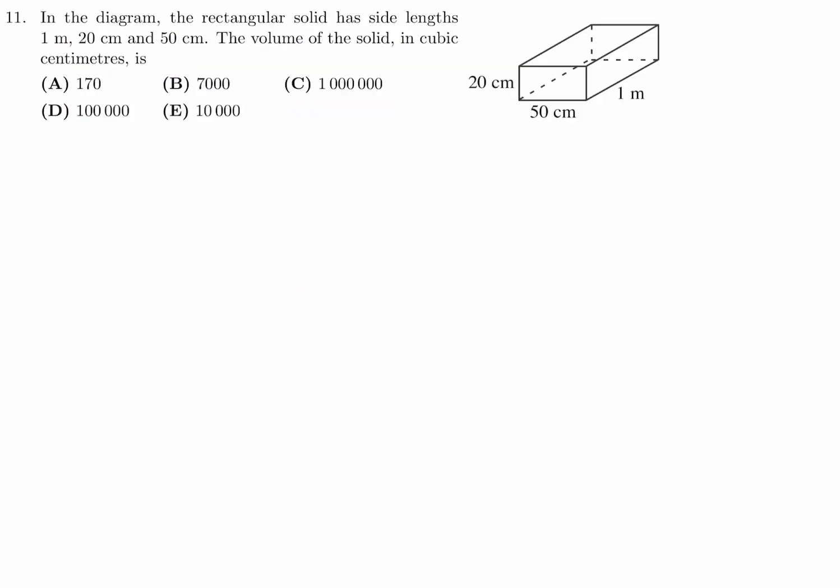In the diagram, the rectangular solid has side lengths 1 meter, 20 centimeters, and 50 centimeters. The volume of the solid in cubic centimeters is. Volume is equal to length times width times height. And in any way, it doesn't really matter. The length is 1 meter, which is 100 centimeters. Because remember, we have to get the final answer in cubic centimeters. Width we can write as 50 centimeters, and the height is 20.